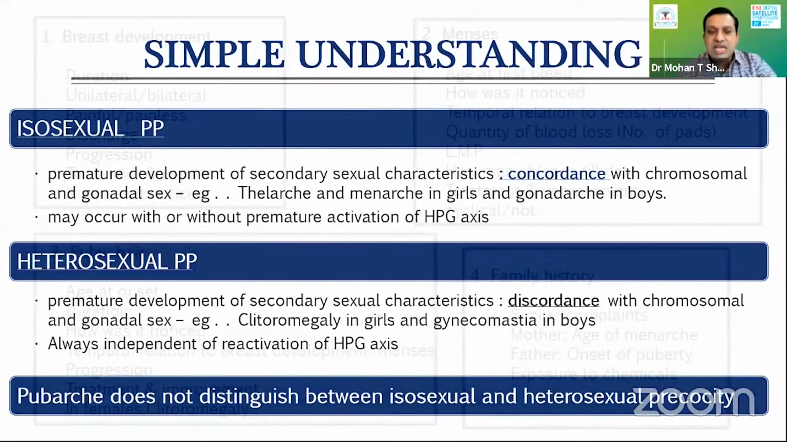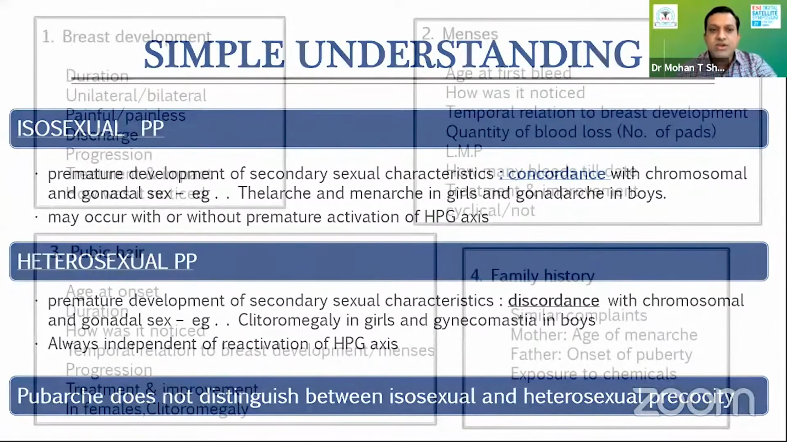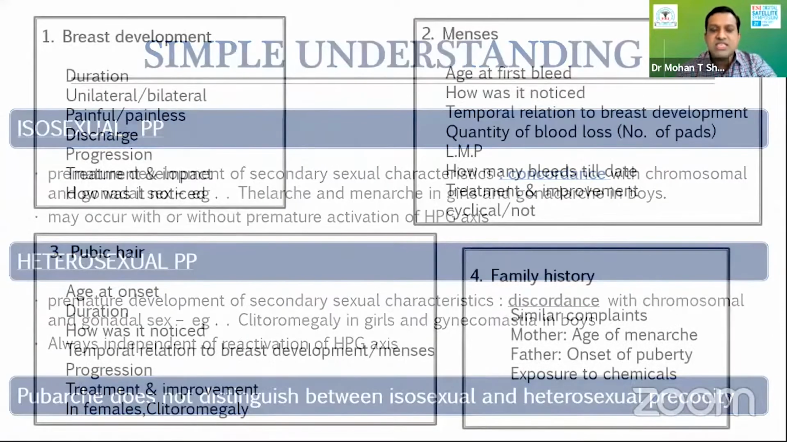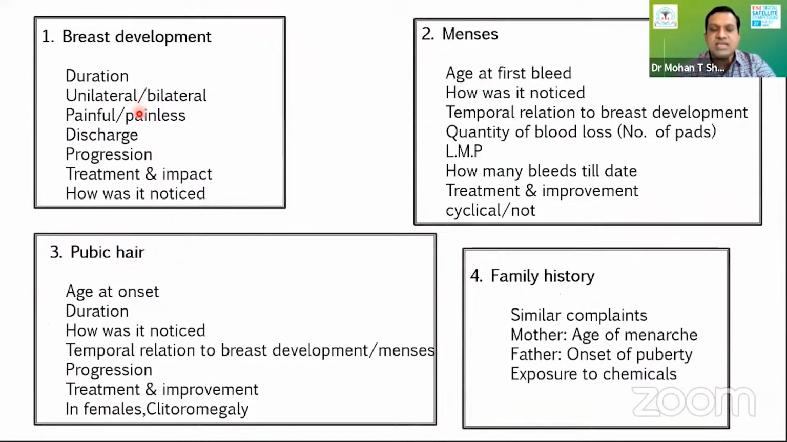In history taking, we should definitely meticulously capture the breast development: the duration, the type of breast development, whether it is painful or painless, whether there are discharges, progression, treatment and impact, and how it was noticed, whether by chance or whether some other symptoms were there, tender or not. Second, menses: the age of the first bleed, how it was noticed, and, importantly, the temporal relation to the breast development, whether it was antecedent or precedent to that. And you should ask the quantity of blood loss; the number of pads is very significant because the child may not be aware. And the last date of menstrual period, how many bleeds to date, and how the treatment or improvement has happened.